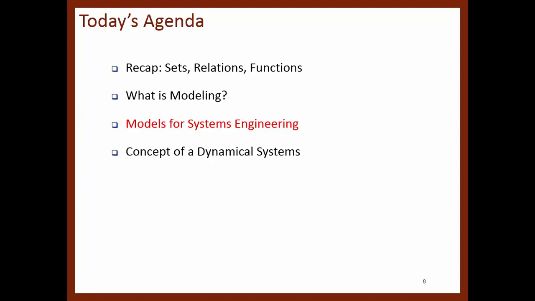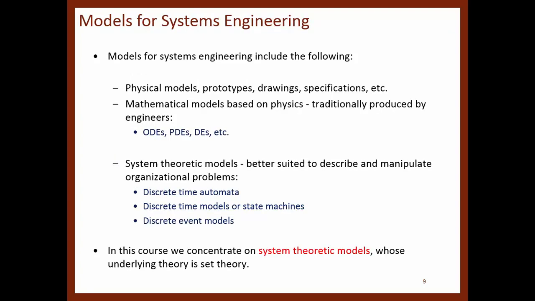In terms of systems engineering, models for systems engineering include the following: physical models, prototypes, drawings, specifications. It depends on what level of the system hierarchy you are. I will say at the bottom level, when you're looking at parts, most likely you're looking at drawings, making sure that those parts are designed as expected. But when you get to the top level of the hierarchy, then you're looking at the behavior, how the integration of the subsystems works.